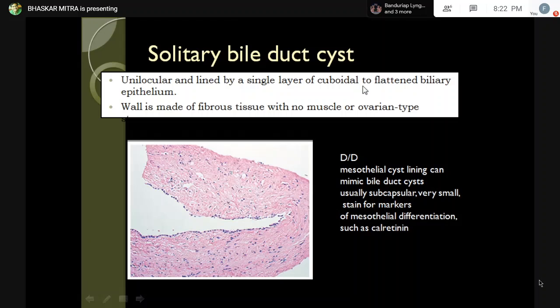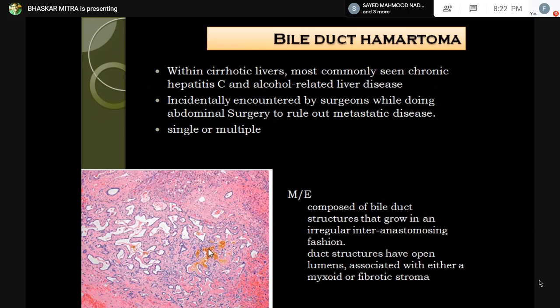Sometimes another entity comes into the differential if the cyst is situated on the periphery, that is the mesothelial cyst. A mesothelial cyst may look the same, with flattened lining and fibrous tissue, but they show typical mesothelial marker staining, whereas this shows the biliary epithelial marker staining, that is CK7 and CK19. CK7 may also be positive in the mesothelium, but other markers like calretinin and WT1 are positive on the mesothelial side.